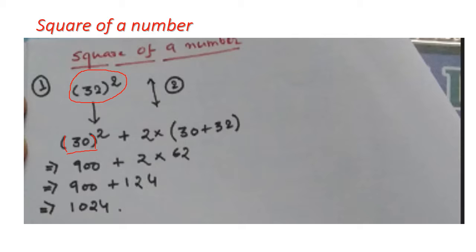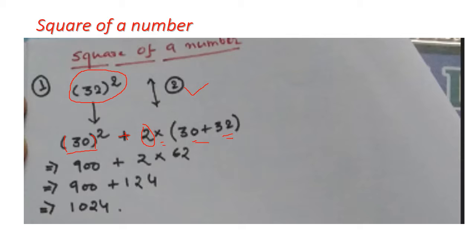Now the difference between 32 and 30 is 2, and here you are reducing 2, that's why the plus sign is there. Then the difference cross 30 plus 32.